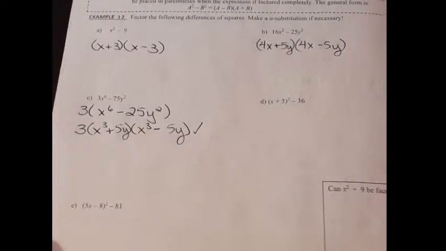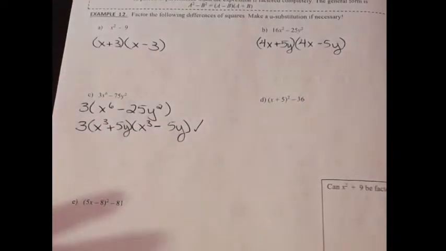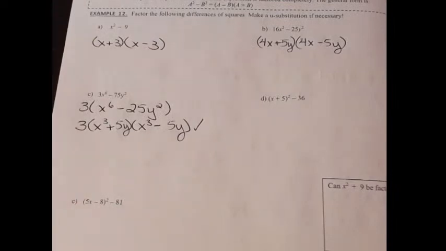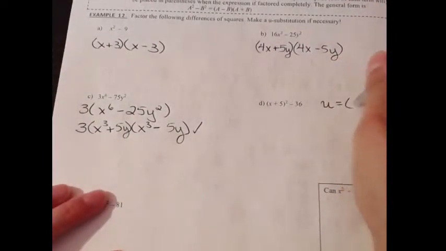Cool. Take a look at part D. We have x plus 5 quantity squared minus 36. I don't know about you, but it looks similar to what I'm used to, but not quite. So I would actually use a U-substitution in this case. The piece that's throwing me off is that x plus 5. So what if I said, let's call it u, x plus 5.